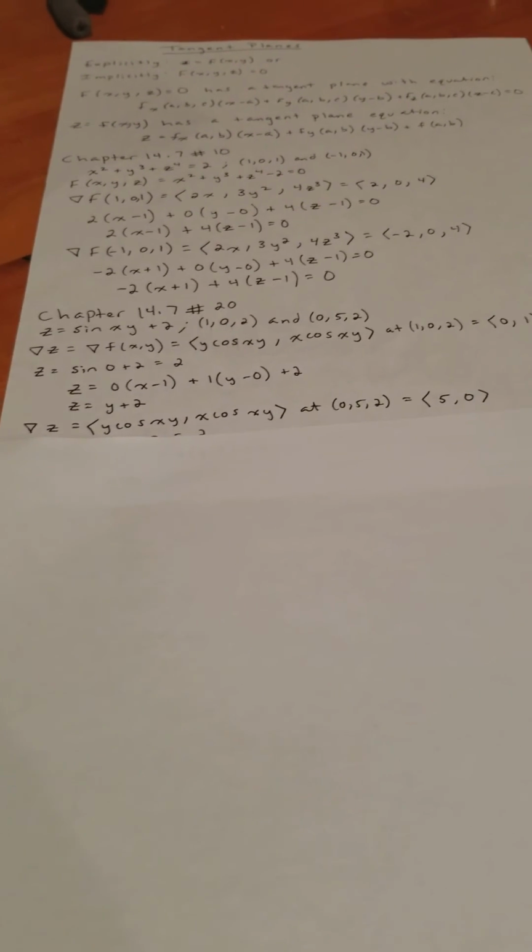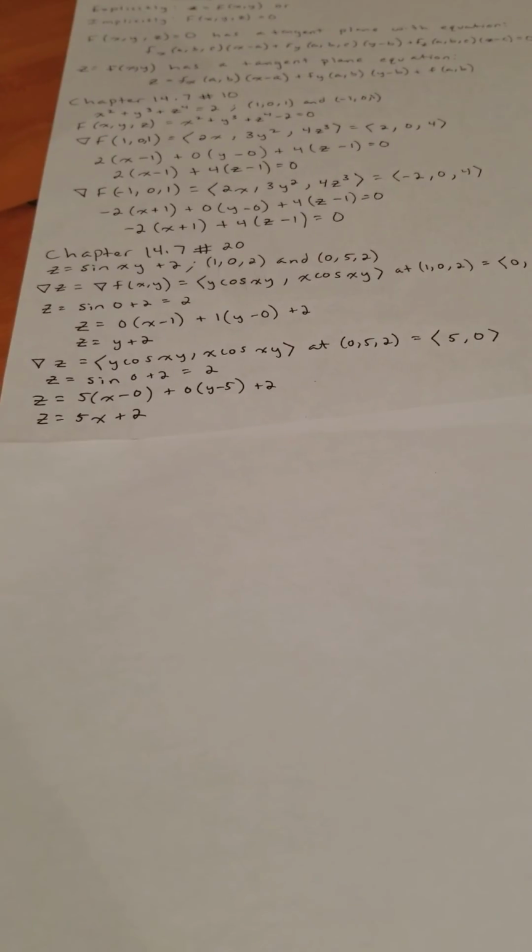At the point (0, 5, 2), we follow the same process, except that our gradient of z is going to be (5, 0). We end up getting the same answer, which is 2 for the function of z, and then we substitute that in and get 5 times (x minus 0) plus 0 times (y minus 5) plus 2. That simplifies to z equals 5x plus 2, and that is the equation of the tangent plane at the point (0, 5, 2).